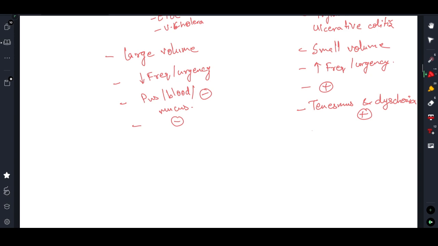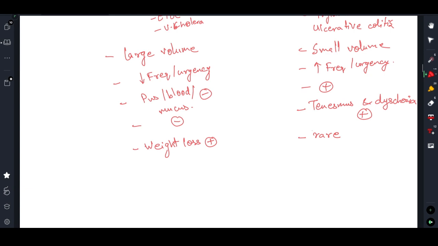And now coming to weight loss, another differentiator. As we know, small intestinal diarrhea is a large volume diarrhea, so there are more chances of weight loss in small intestinal diarrhea. Weight loss is present in small intestinal diarrhea, whereas it may be present in large intestinal diarrhea, but that is quite rare. So these were the main differences between small intestinal diarrhea and large intestinal diarrhea.